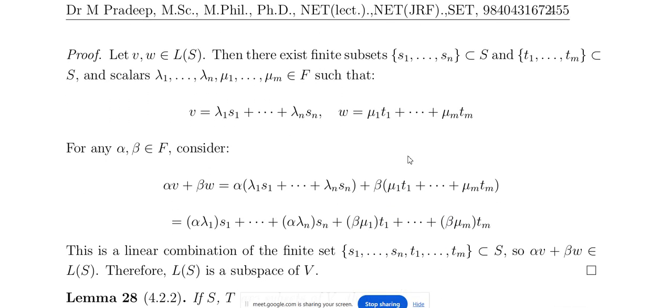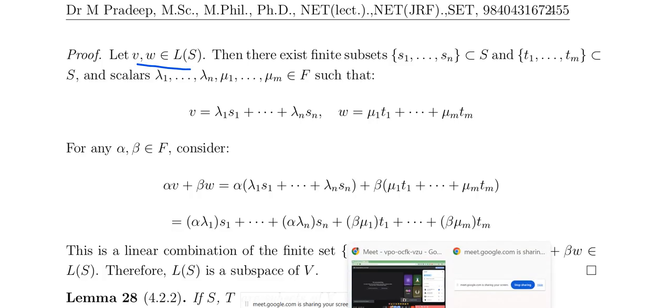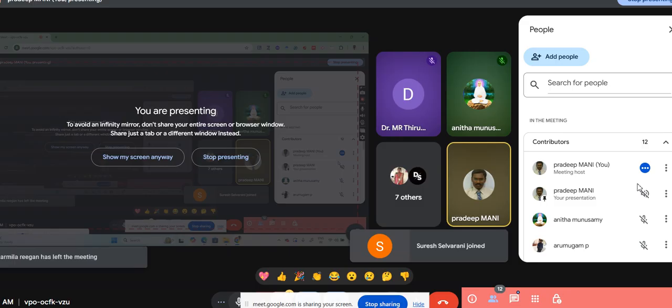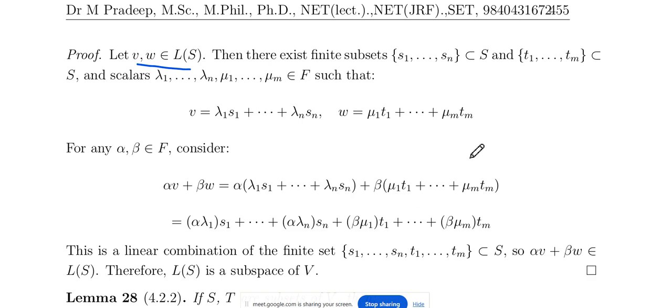So easily we can verify this. Suppose you take any two elements v, w in L of S. Then there exist finite subsets s1, s2, ..., sn and t1, t2, ..., tm of S, and scalars lambda 1, ..., lambda n, mu 1, ..., mu m. Since v and w are elements of the linear span of S, we can write them as linear combinations of those finite sets of elements of S.